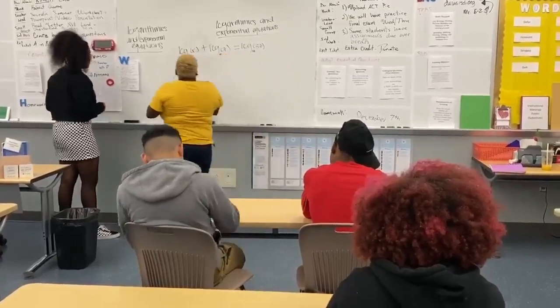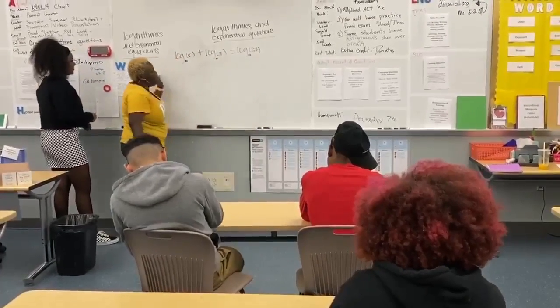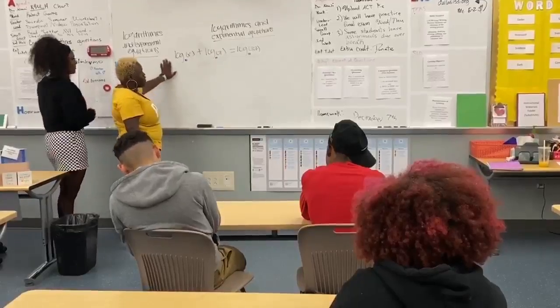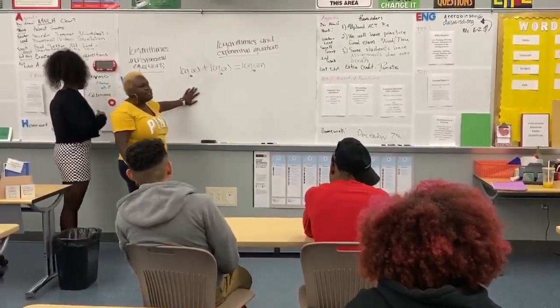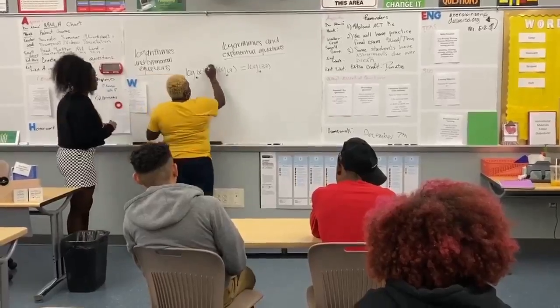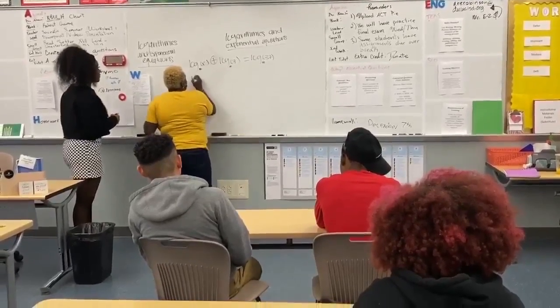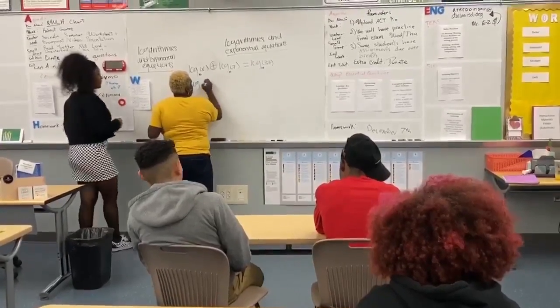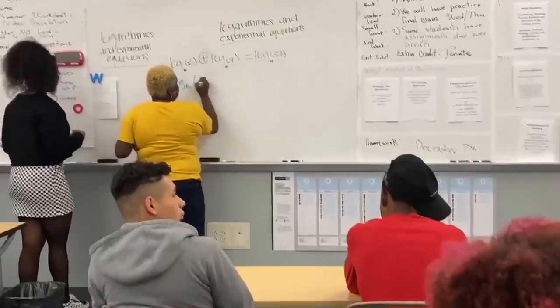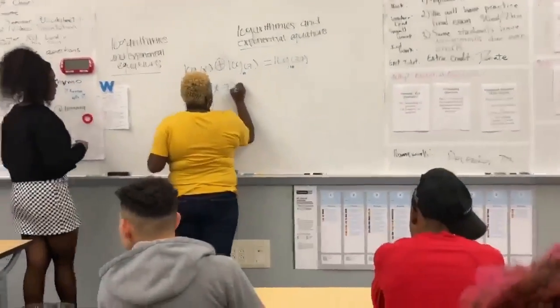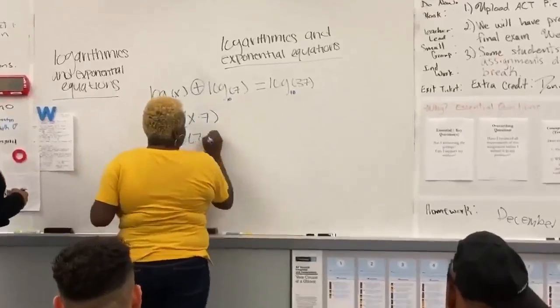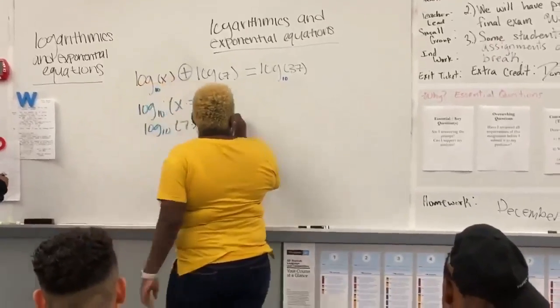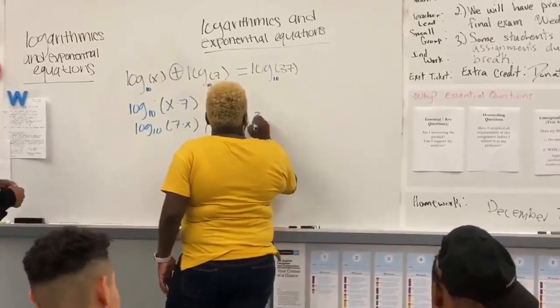So now that we have our bases in our equation, we can start solving. The first thing that you want to do with log of x and log of 7 is condense them using multiplication. Log base 10 of x times the log of 7, which you can also write as log base 10 of 7 times x, equals the log of 37.